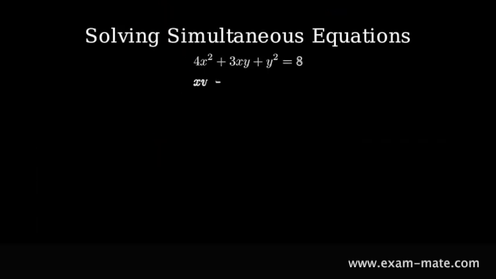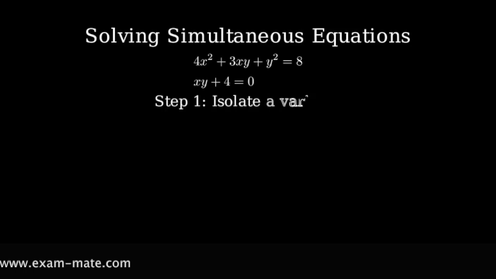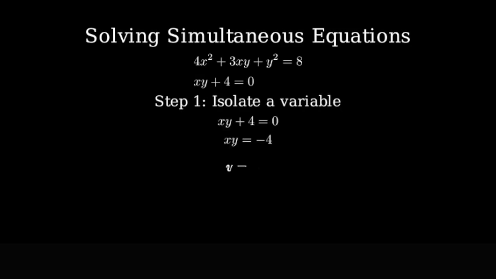In this video, we'll solve a system of simultaneous equations. We are given two equations, 4x squared plus 3xy plus y squared equals 8, and xy plus 4 equals 0. Our goal is to find the pairs of x and y values that satisfy both equations. Let's start with step 1. Express one variable in terms of the other using the simpler equation. The second equation, xy plus 4 equals 0, is easier to work with.